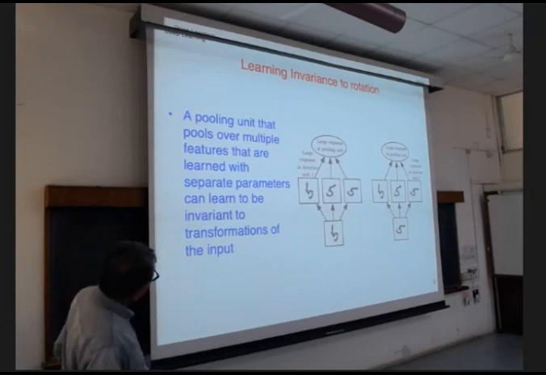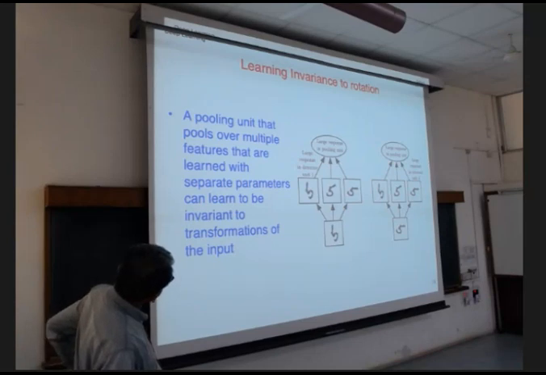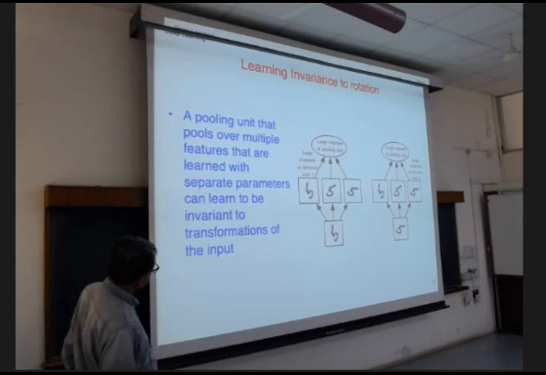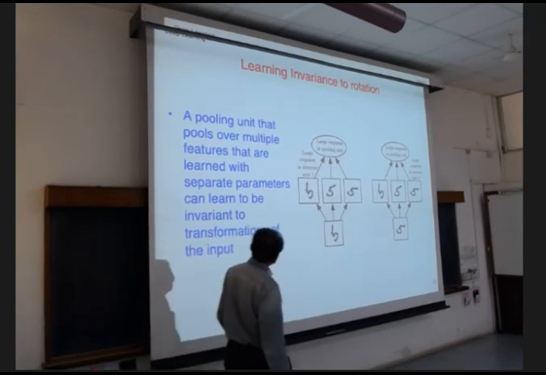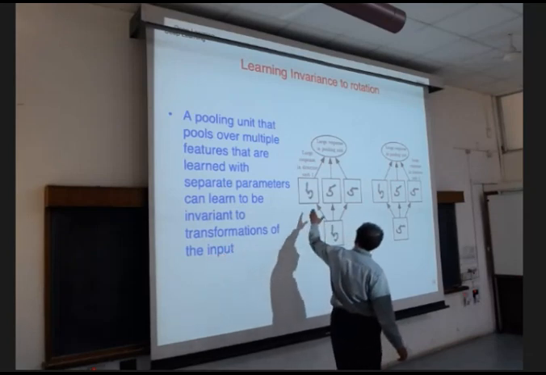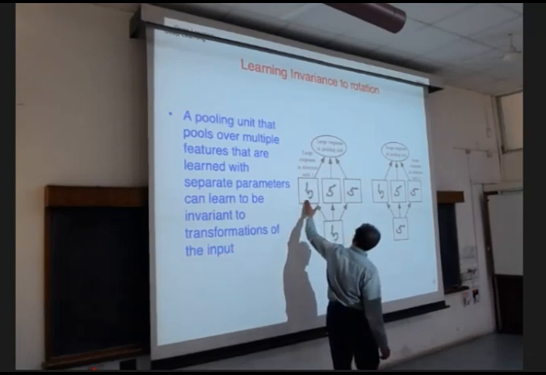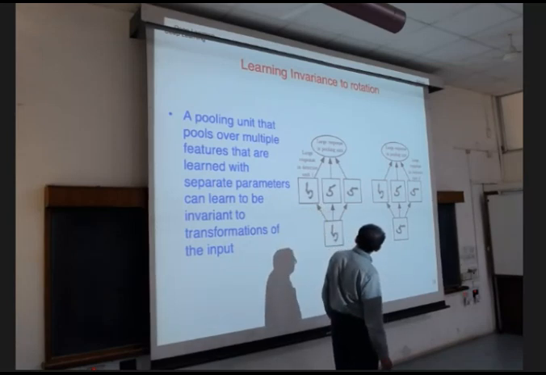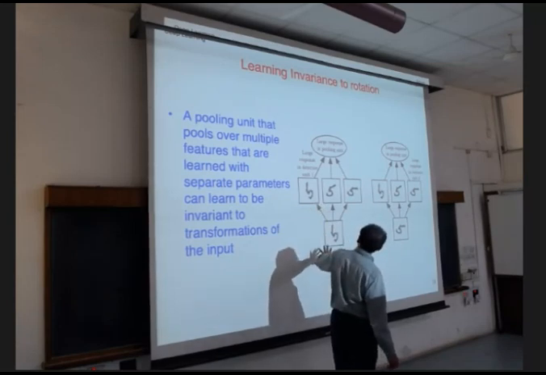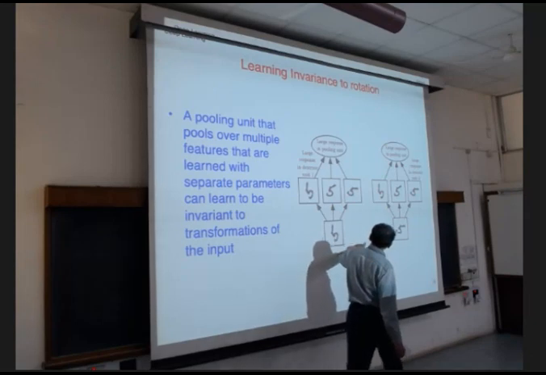Let's see if you can understand this example. A pooling unit that pools over multiple features that are learned with separate parameters can learn to be invariant to transformations of the input. So we have this large response to detector unit one here, and a large response in the pooling unit. In this case we have two different images. They look pretty much the same, right? Here, no, this image has been changed over here.